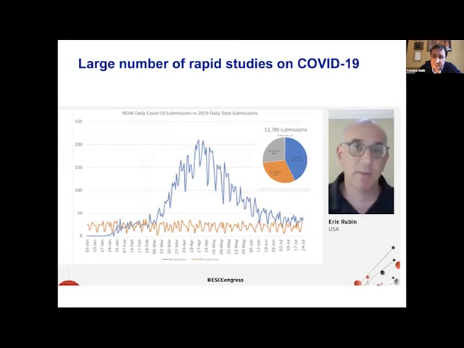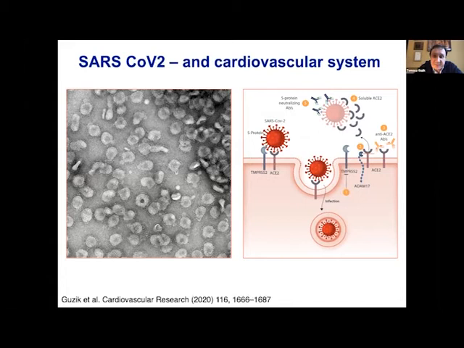COVID-19, the virus SARS-CoV-2, is shown here, and we have heard quite a lot from a previous speaker, very detailed mechanisms of viral entry into various cells. Various cell types express ACE2, as we have heard, and this leads to clinical manifestations.